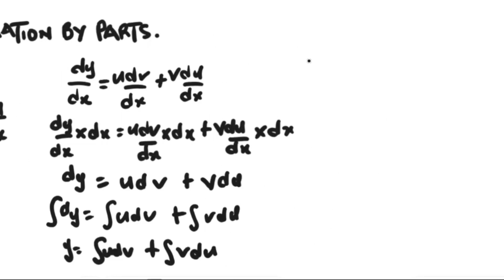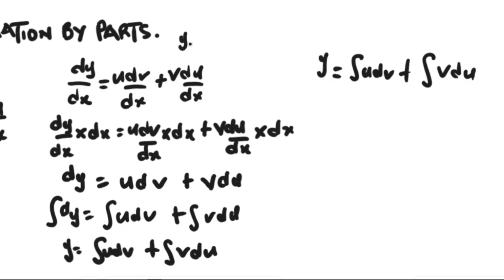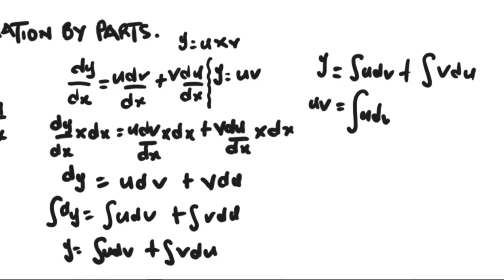Since we have derived that y is equal to integral u dv plus integral v du, and from the product rule, what gave us dy/dx to be u dv/dx plus v du/dx is when y is equal to u times v, this means y is equal to uv. So uv, that is u times v, is equal to integral u dv plus integral v du.